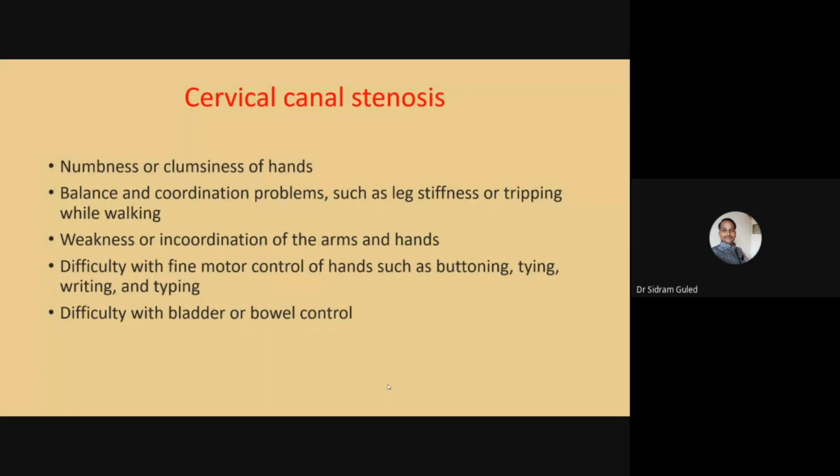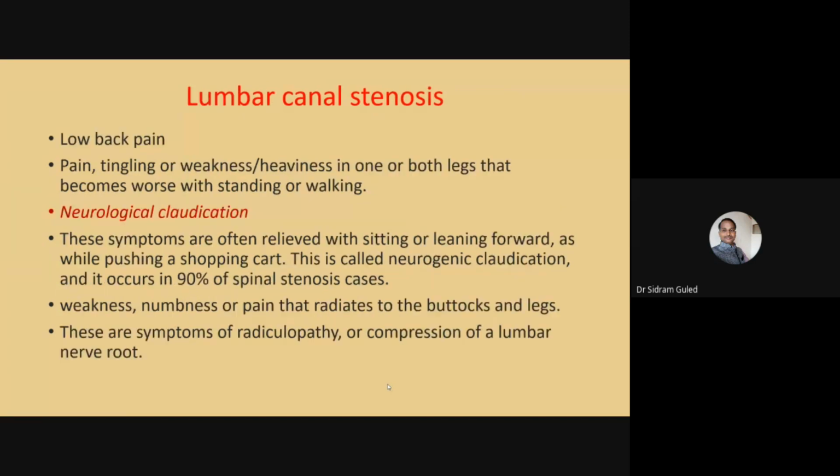Mainly numbness and clumsiness of the hands, balance and coordination problems, and stiffness of the leg, and then weakness and incoordination of the arms and hands, and difficulty with fine motor control of the hands, such as buttoning, tying, and writing. So the fine and coarse motor functions are involved here. Even bladder and bowel disturbances are observed. In lumbar canal stenosis, there is low back pain, with the same symptomatic conditions observed.